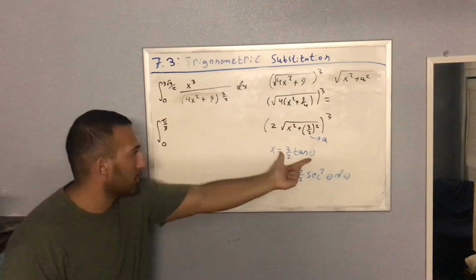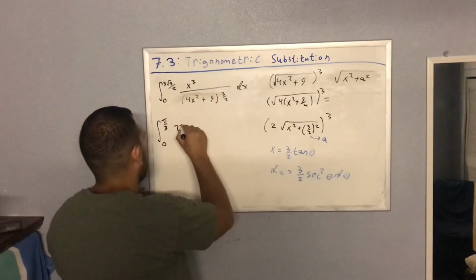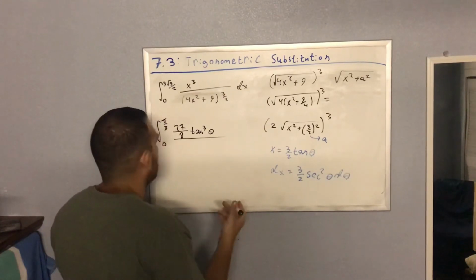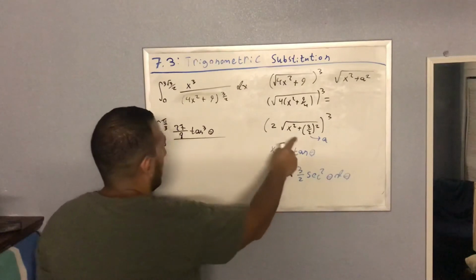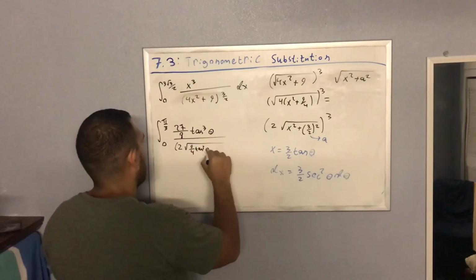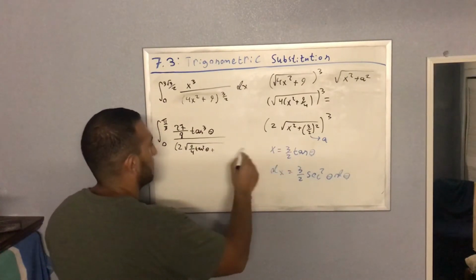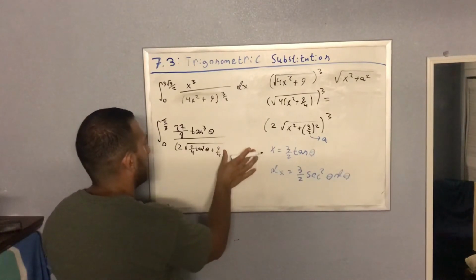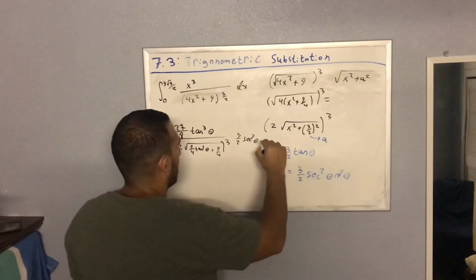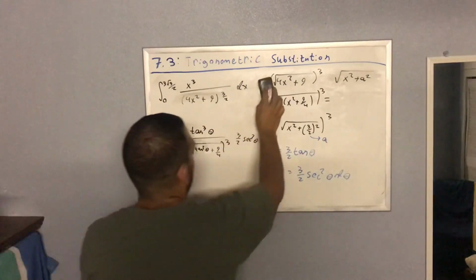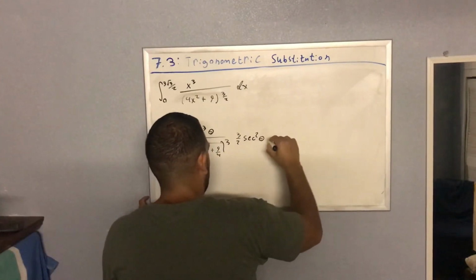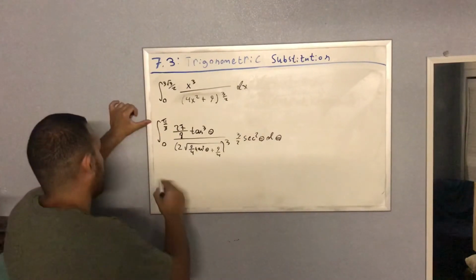And this x cubed becomes the cube of this. So 3 cubed is 27, all over 2 cubed, which is 8. And then tangent cubed here. And then all of this times, on the bottom, this is what we have. The bottom is 2 times the square root of x squared, which is 9/4 tangent squared, plus this 9/4 over here. And then all of this is cubed. And then we have dx, which is the 3/2 secant squared theta d theta. Running out of room here.